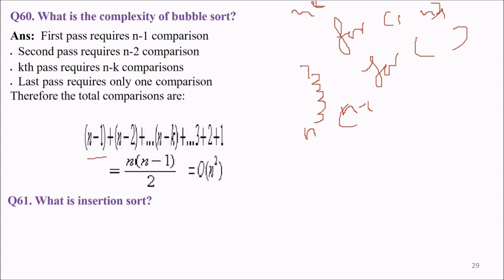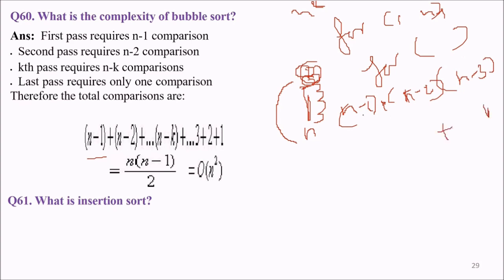Now the first element will come here, so we'll be left with only n-2 elements, and the comparisons will be n-2. Then the next highest will come here, so we'll be left with n-3, and likewise till only one element is left. So it will be n-1 down to 1. Let us add them. The kth pass will require n-k comparisons. The last pass requires only one comparison.